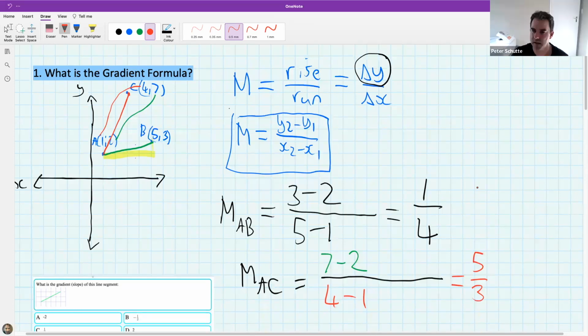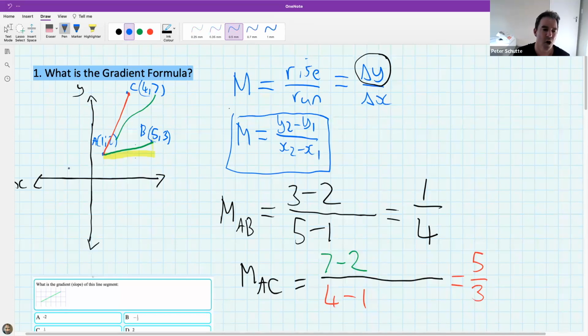Okay, I see lots of answers coming in. And what we see is that the gradient of the line segment AC is going to be 5 over 3. And that makes me happy because 5 over 3 is a much bigger number than 1 over 4. And that makes sense because you can see the line is steeper over here. Another way of thinking about this also is that, well, actually, let's stay with that for now.